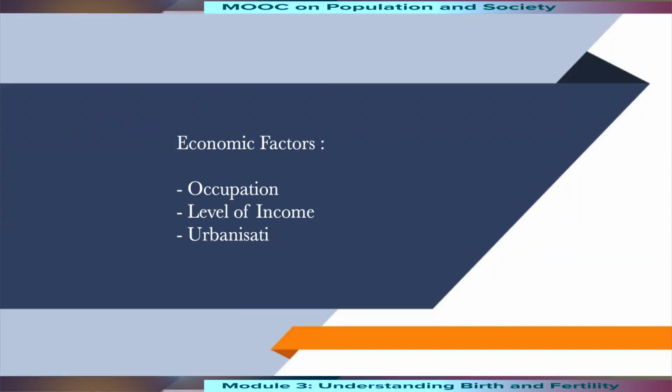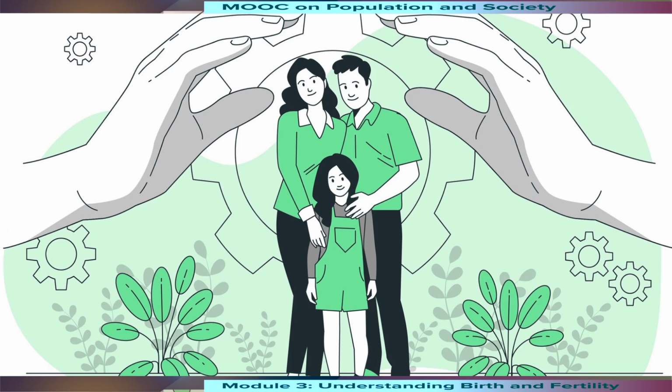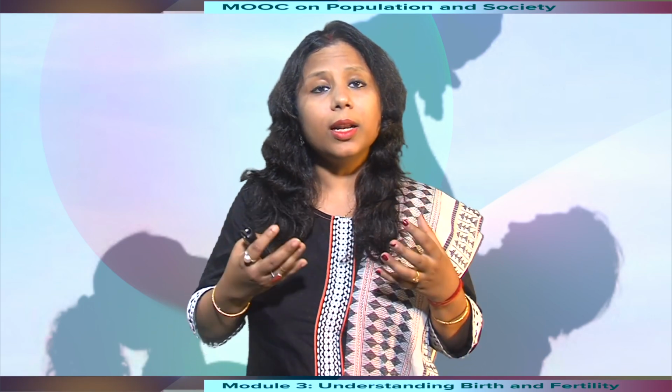Then there are several economic factors like occupation, level of income and urbanization, which also have a tremendous influence on fertility. As we have previously mentioned, in urban areas we often see that both the husband and the wife, the couple, are working. Then in urban areas the cost of living is high. Families are usually nuclear in size. So all these make it difficult to have more children. Therefore, the fertility rate in urban areas is considerably lower than in rural areas.